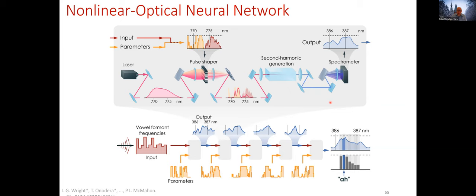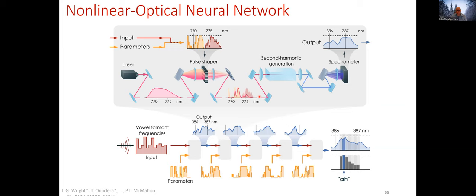So the input and the parameters we encoded into the spectrum of a pulse laser. We have a TiSapph laser that produces a pulse that has a spectrum that looks roughly like this, between 770 and 775 nanometers. We put this through a pulse shaper, which is a standard configuration of gratings and a spatial light modulator that let us modulate the intensity of this pulse. Now once you pass the pulse shaper, you have a pulse that's been shaped to encode input and parameters. And then this goes through the second harmonic generation crystal.